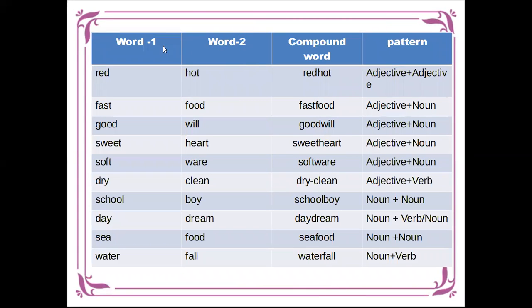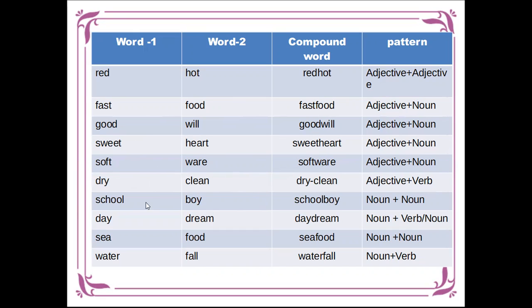So now you can see the examples. Red plus hot equal to red hot. What is the pattern? Adjective plus adjective. Fast plus food equal to fast food: adjective plus noun. Good plus will equal to goodwill: adjective plus noun. Sweet plus heart equal to sweetheart: adjective plus noun. Soft plus ware equal to software: adjective plus noun. Dry plus clean, dry clean: adjective plus verb.